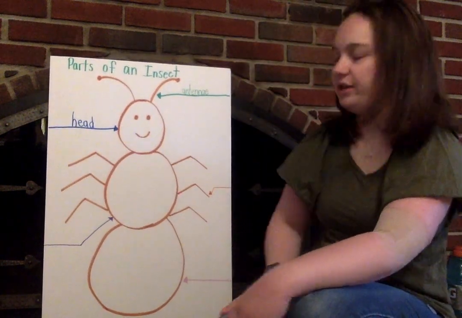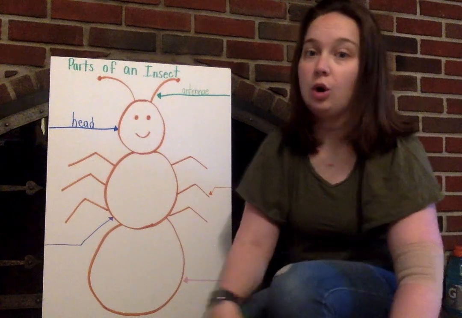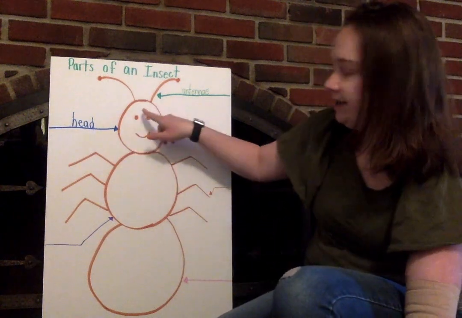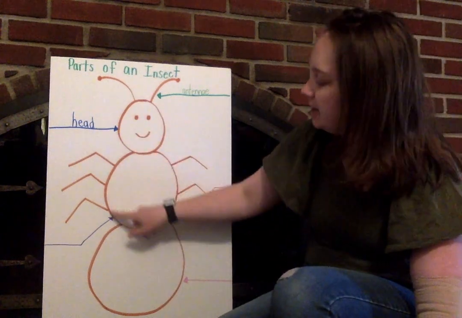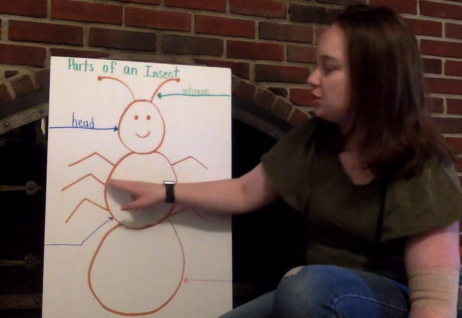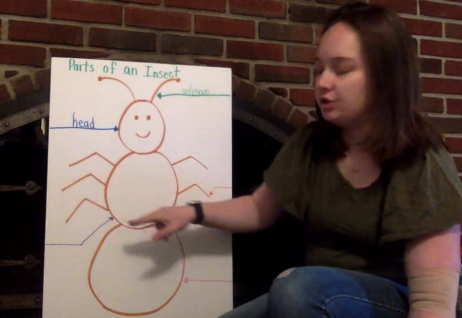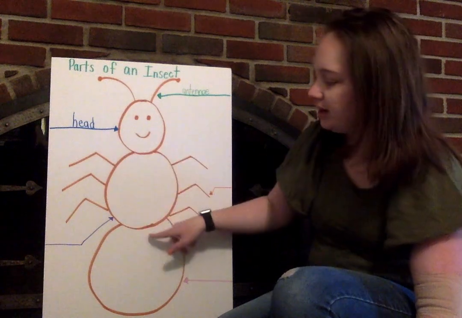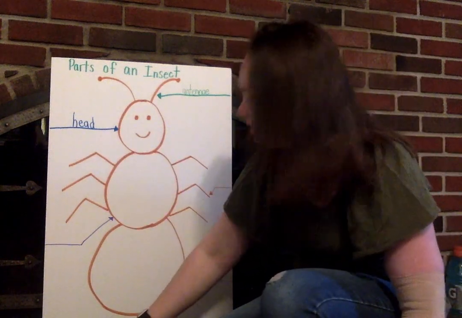Insects also have 3 parts of their body. So we already talked about their head. That's part of their body. The middle part of their body is where the legs are. That's where their legs are attached. The middle part of their body is called the thorax.